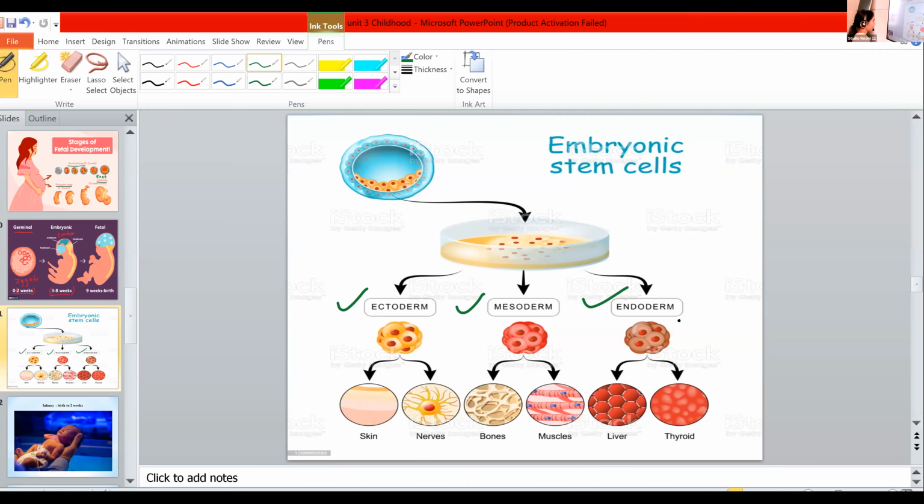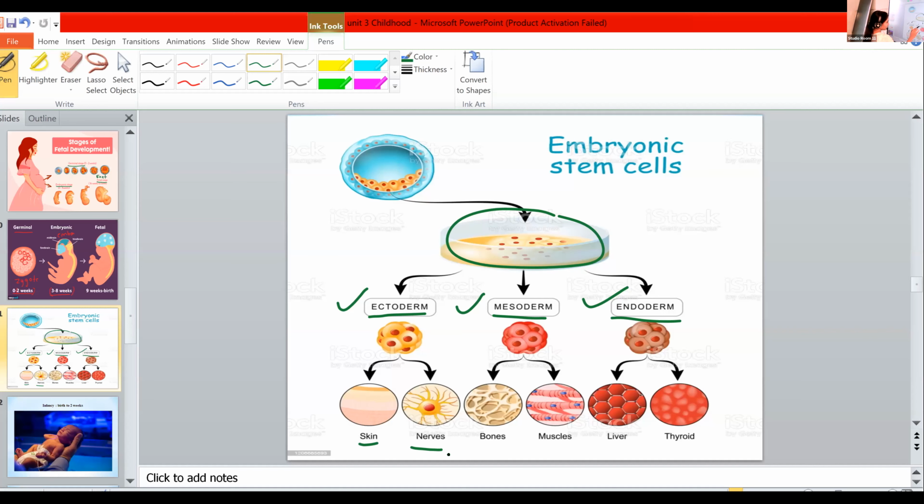So first is ectoderm. Ectoderm is the outer layer. This layer is basically used for the formation of skin, nerves, then teeth, hair, veins, and all. Okay. So the first layer or the outer layer, that is the ectoderm, is used for the formation of the skin of the baby, nerves, teeth, and all. Okay, so the next one, that is the mesoderm.